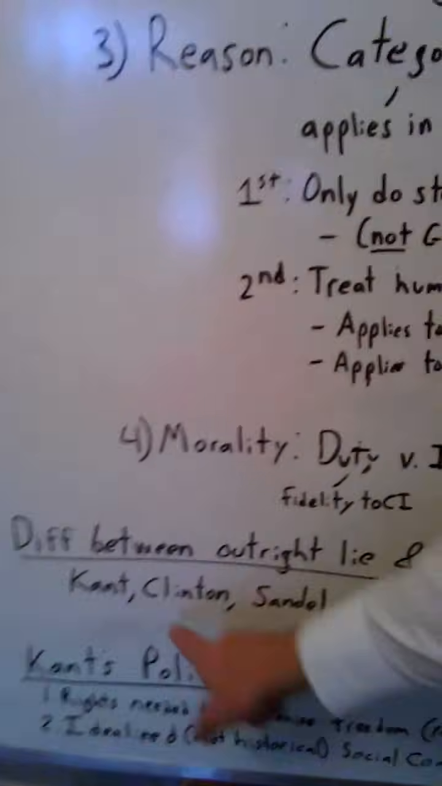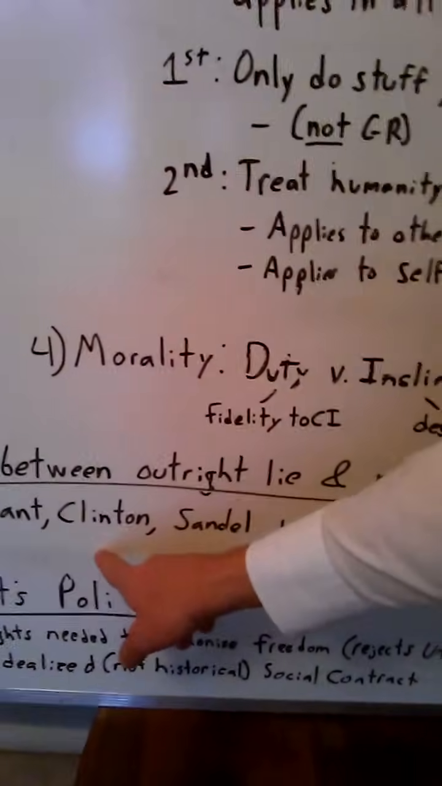Okay, now we're going to talk about whether or not there's a moral difference between telling an outright lie and a misleading truth. As you can see here on my notes, this is going to pit Kant and Clinton and Sandel against me, because Kant and Clinton apparently think it's okay to tell a misleading truth, but not okay to tell an outright lie. But I think if you were to tell a misleading truth, that also fails according to the categorical imperative. But hey, I'm disagreeing with Kant himself, which is pretty tough to do.